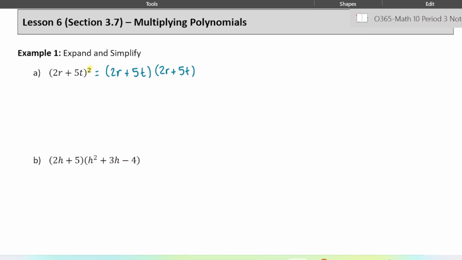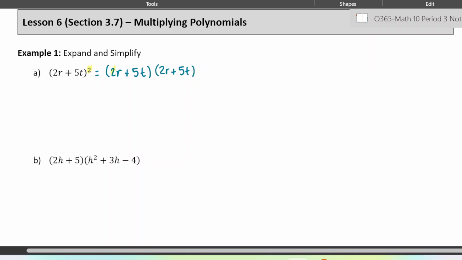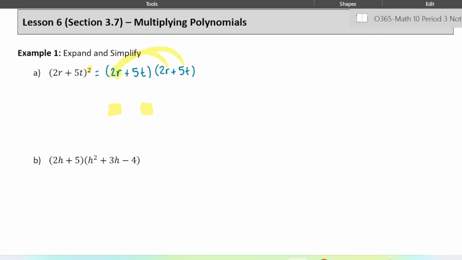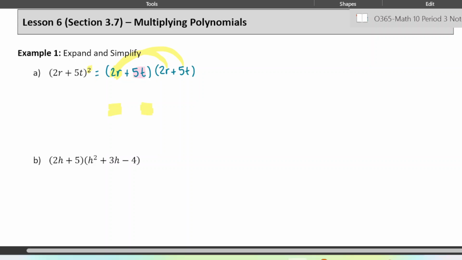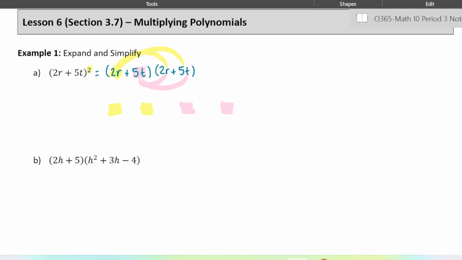And notice here these are a little bit more complex than ones we've seen before because we have multiple variables. So I'll show you how to deal with that as well. So when we FOIL, we want to take this first term and make sure it gets multiplied with both terms in the second bracket. So I'm going to have two yellow answers here. And then I'm going to take the second one and make sure it gets multiplied with both terms in the second bracket. So I'll have two pink answers here. Okay, so let's go one at a time.